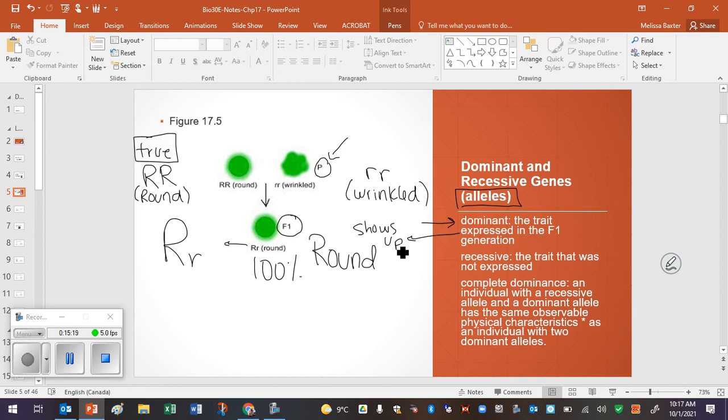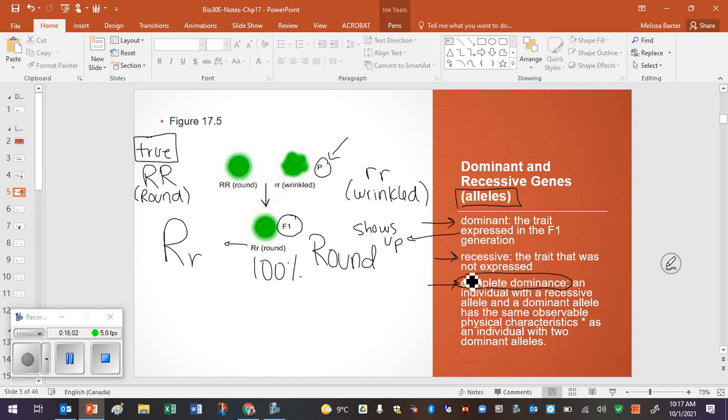And then conversely, a recessive allele would be represented by the trait that was not expressed, the one that the offspring didn't have. So in this case, round was expressed and wrinkled wasn't. That means round was the dominant allele and wrinkled was the recessive one. Now this particular example illustrates complete dominance, which is important because there are other types of dominance, but this first set of questions and set of lessons will focus on complete dominance. In complete dominance, it means that one allele completely masks the other.